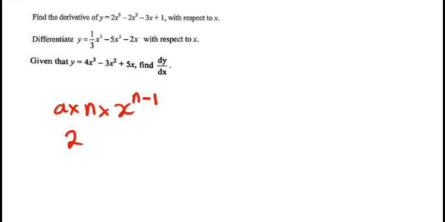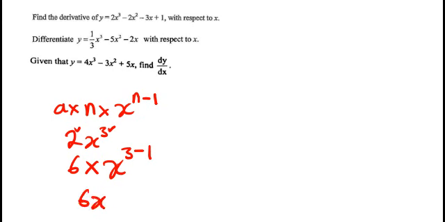In the case where we have 2x to the power 3, which simply means that 2 must multiply with 3. So we are going to say 2 multiplied by 3 is 6, multiplied by x, and x is the variable, this x to the power 3, and then this 3 must be reduced by 1, which simply means that we are going to have 6x to the power 3 minus 1, which is 2.